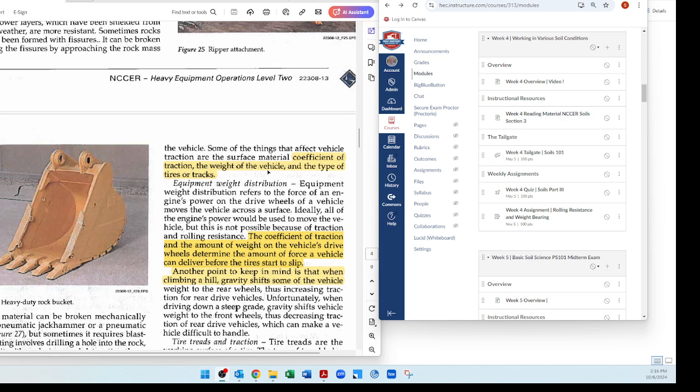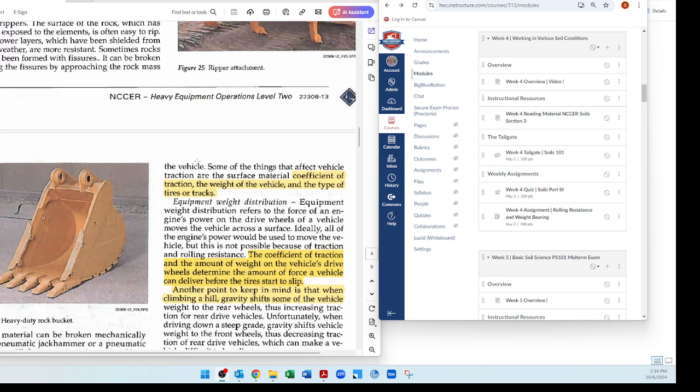Drink of water. Some of the things that affect vehicle traction, I don't know where this started.